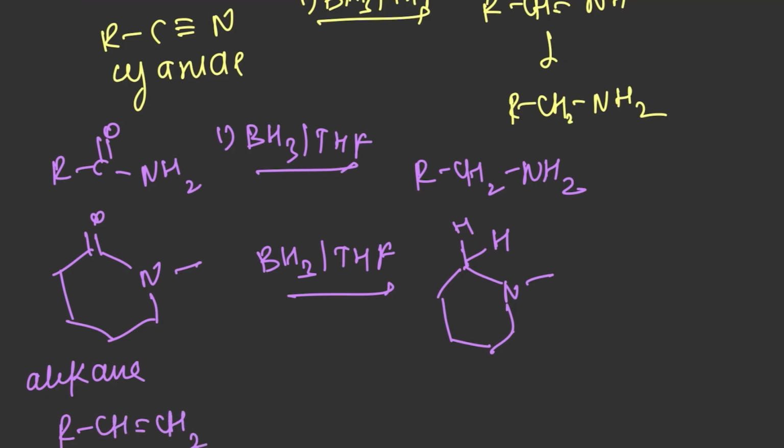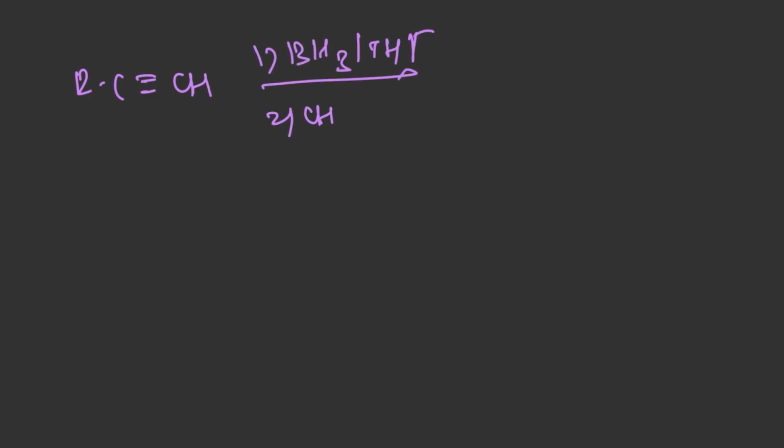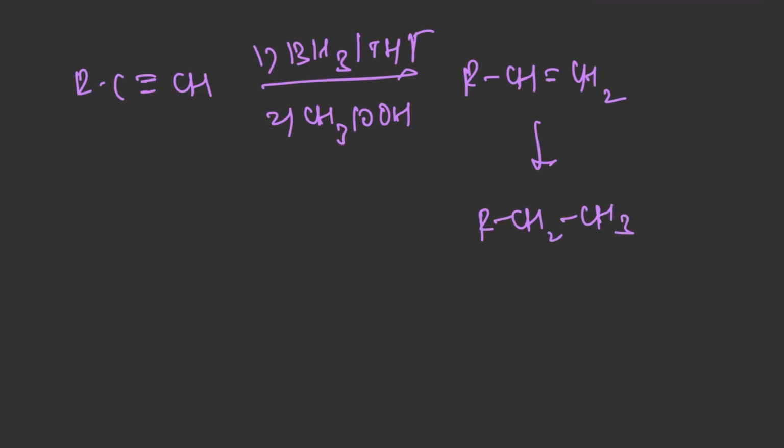RCH=CH2: first it will react with BH3 and THF, second CH3COOH. It will form RCH2CH3. Similar with alkyne also. We will react with alkyne. We have RC≡CH. First it will react with BH3 and THF. Second we have acetic acid to give the H plus only. So RCH=CH2, which will convert to RCH2CH3. So that's how we have seen the reactions with BH3 and THF.